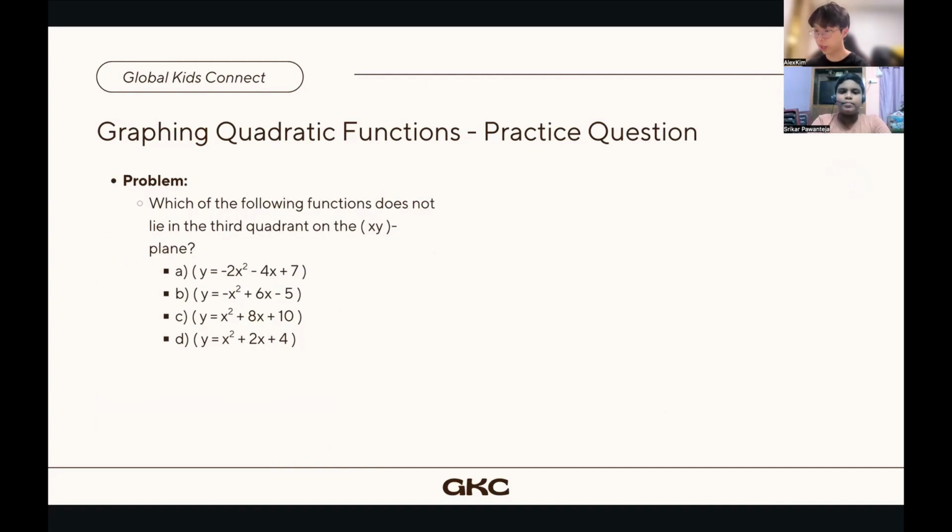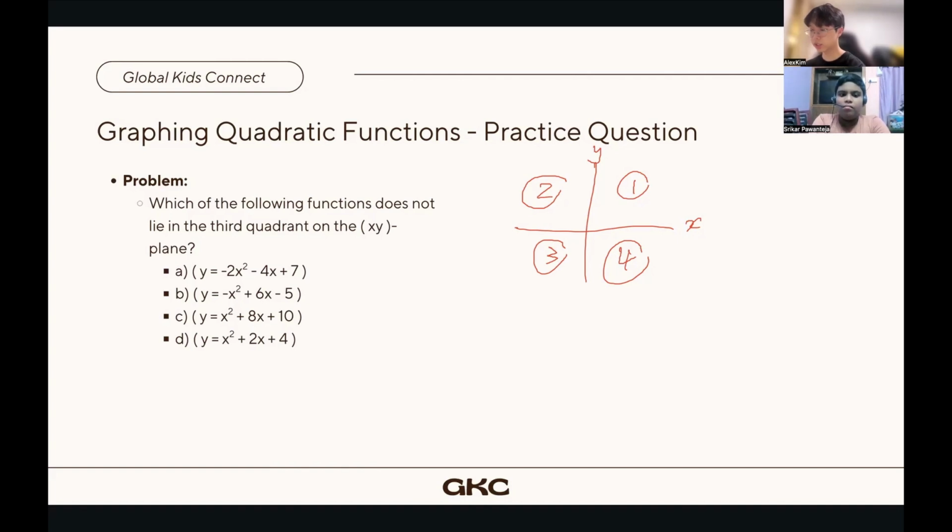And so our next problem states: which of the following functions does not lie in the third quadrant of the xy plane. If you remember, we briefly touched on the subject of quadrants a couple classes back from another practice question. Just to refresh your memory, the quadrants are four areas within the xy plane that is divided as such. So 1, 2, 3, 4 in the counterclockwise direction.